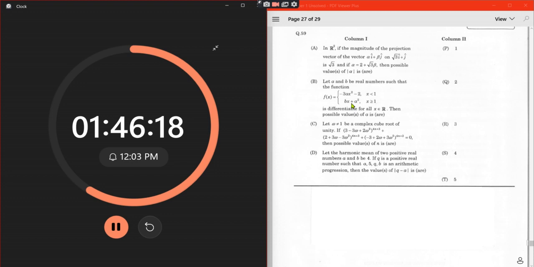Just differentiate. Just negative 6ax will come, but x is just 1, that is equal to a squared, so I'm dead. Oh, so b equal to negative 6a, and also this equation, negative 3a negative 2 is equal to negative 6a plus a squared. So basically a squared minus 3a plus 2 equals 0, so a is 1 or 2. Okay, so B's answer is P and Q.